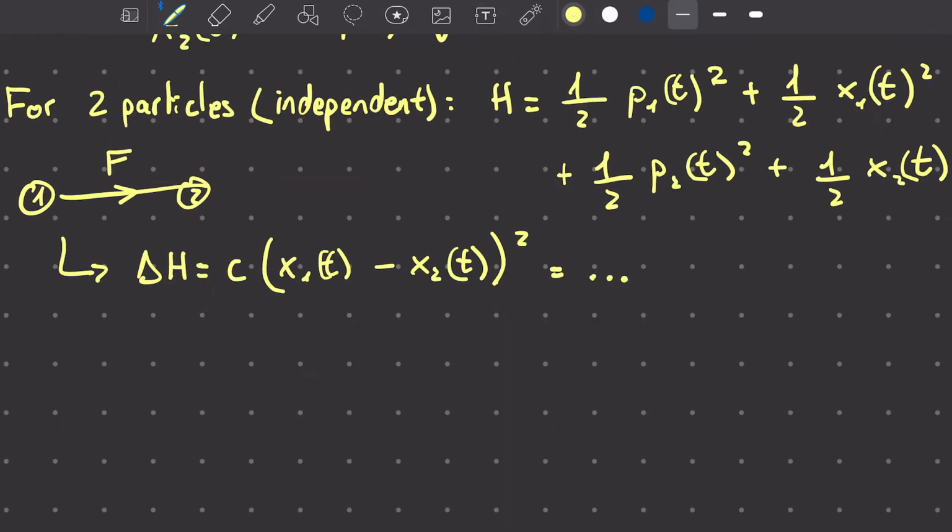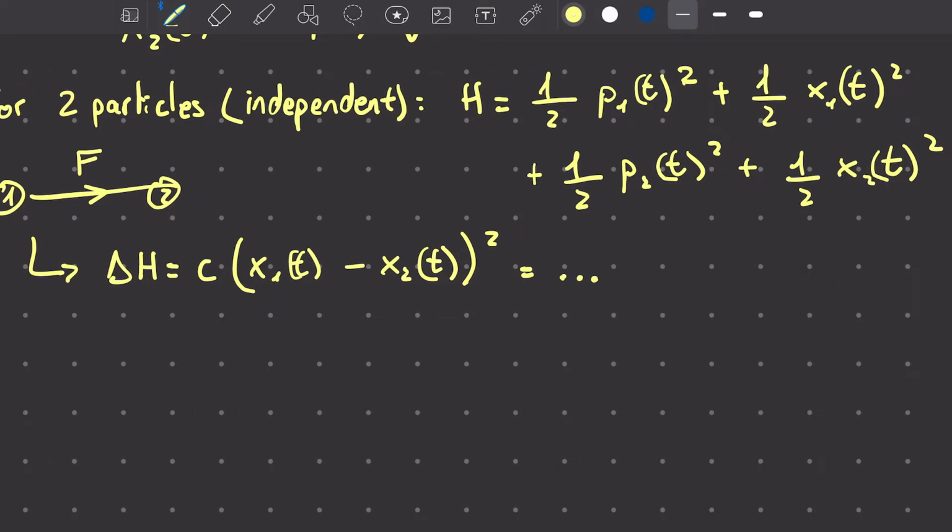So if we expand these brackets, then we're going to find that we get two terms first, but what we're really caring about is that we're going to find something of the form: one of the terms is going to have the form of the proportionality constant times x1 times x2. So basically, this is going to be a product of the dynamical degrees of freedom of the two particles.